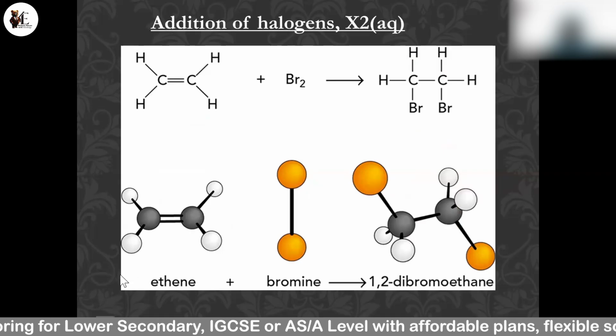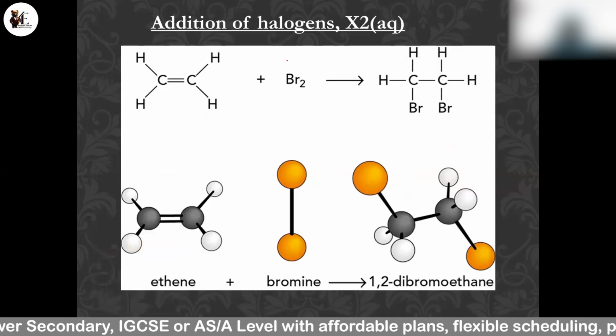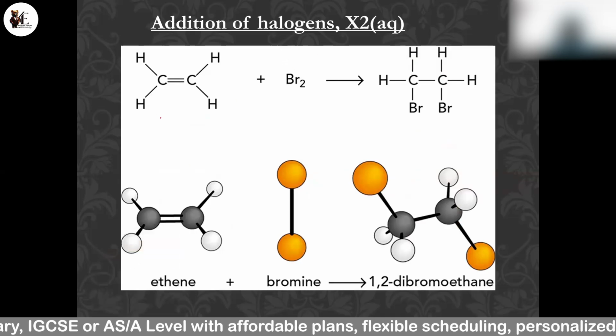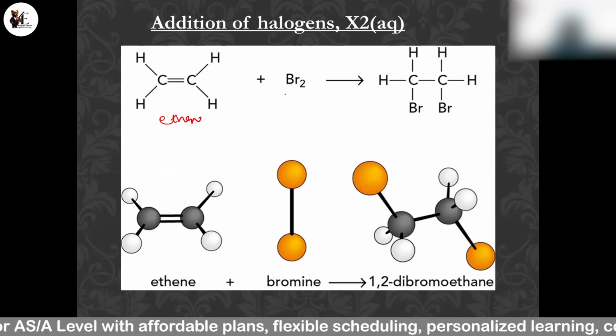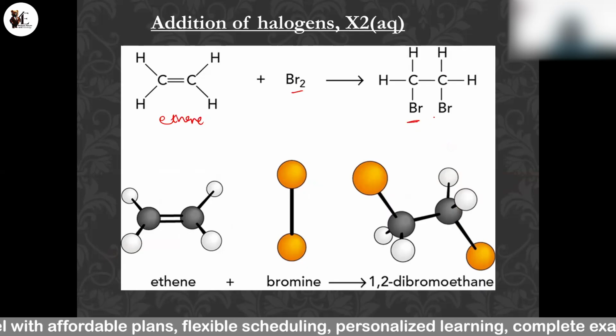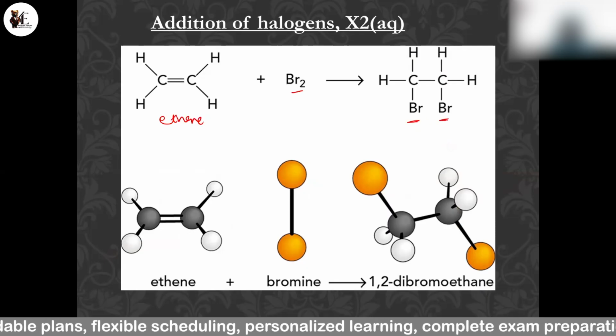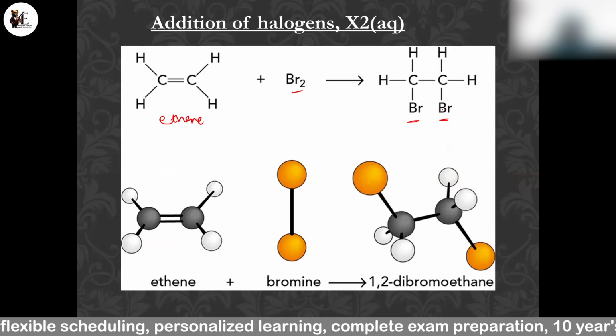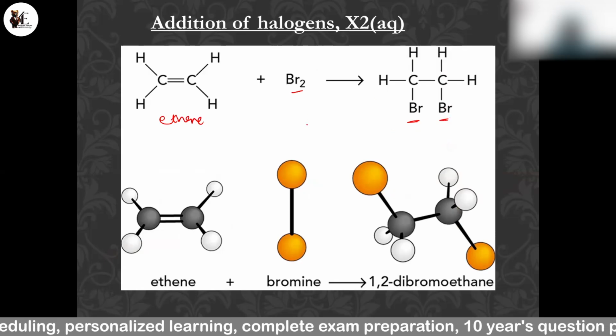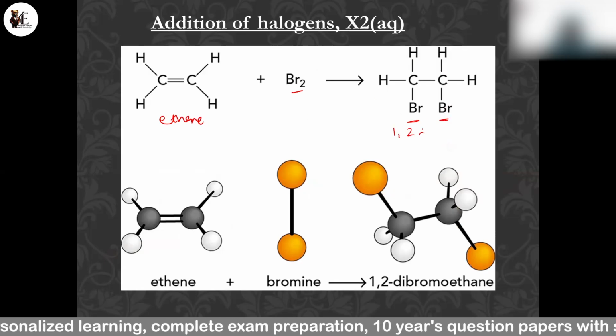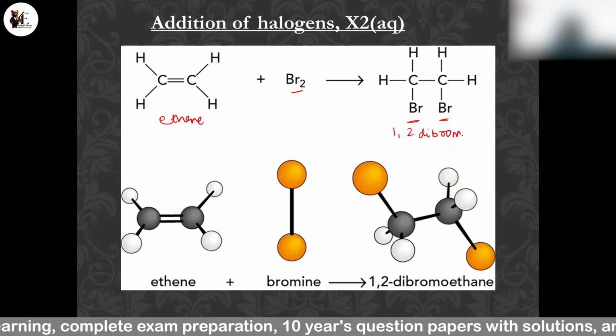The next reaction of an alkene is addition of halogens. Halogens means fluorine, chlorine, bromine, iodine. This is ethene. When you add bromine, at one carbon you have one bromine attached, at the second carbon you have one bromine attached, and the double bond is converted into a single bond. So ethene plus bromine gives me 1,2-dibromoethane. I'm done.